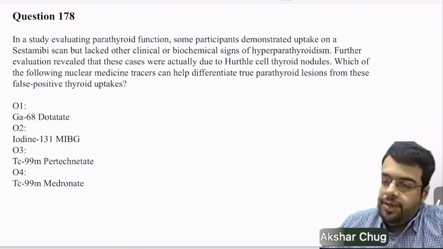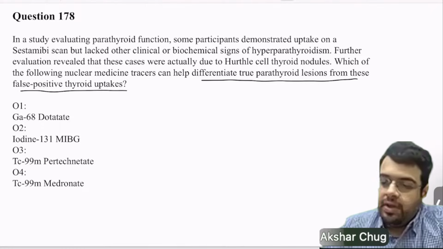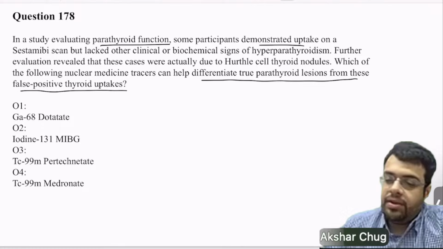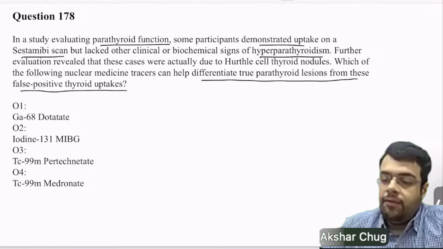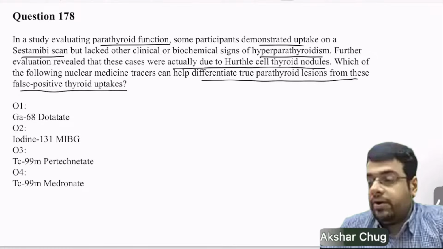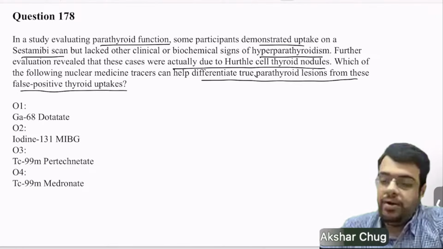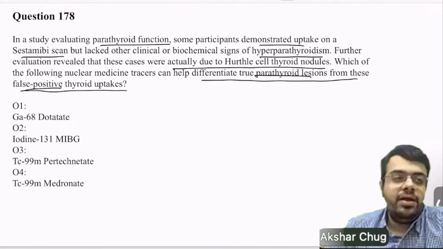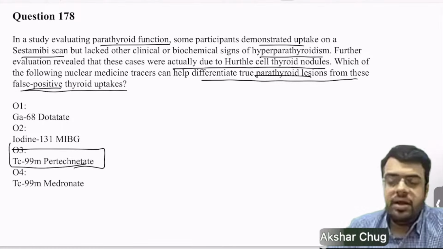What we are asked here is to differentiate true parathyroid from false positive thyroid uptakes. In a study evaluating parathyroid function, some participants demonstrated uptake on a sestamibi scan but lacked other clinical or biochemical signs of hyperparathyroidism. Further evaluation revealed that these cases were actually due to Hurthle cell thyroid nodules. Which of the following nuclear medicine tracers can help differentiate true parathyroid from false positive thyroid uptakes? For thyroid, the molecule we use is the technetium-99 pertechnetate scan and not the other molecules.